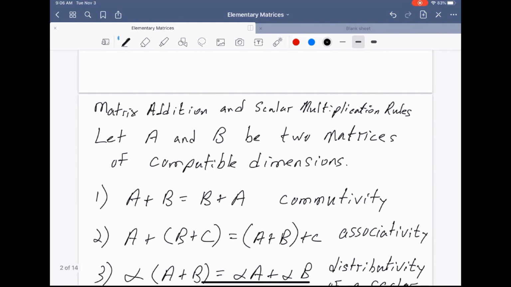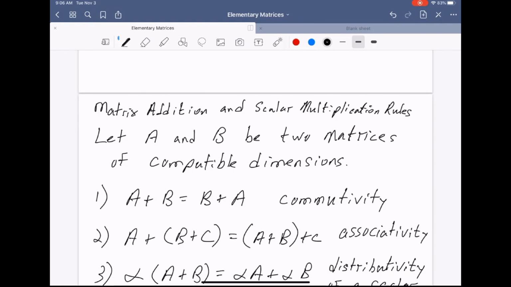Matrix addition and the scalar multiplication of matrices. Let A and B be two matrices that have compatible dimensions. Remember, that's very important if you're adding or subtracting, or if you're multiplying matrices. If you're adding two matrices, then the number of rows and the number of columns in each will have to be the same. And if you're multiplying, then the number of columns in the first matrix must equal the number of rows in the second matrix.